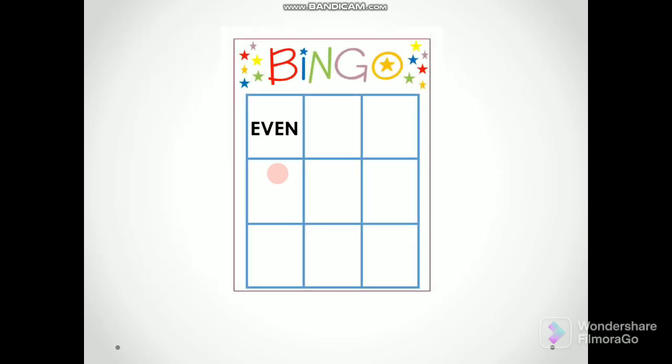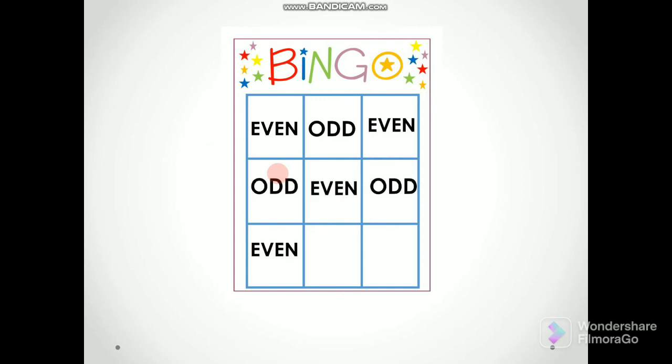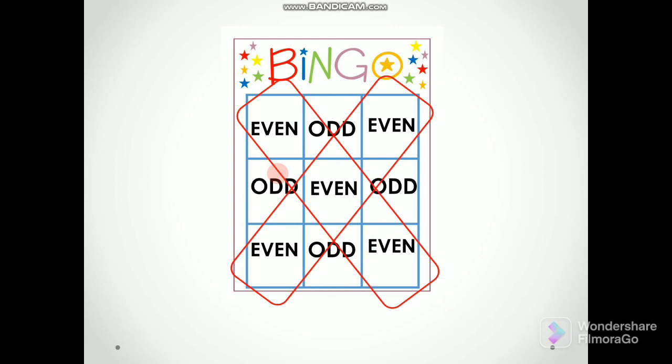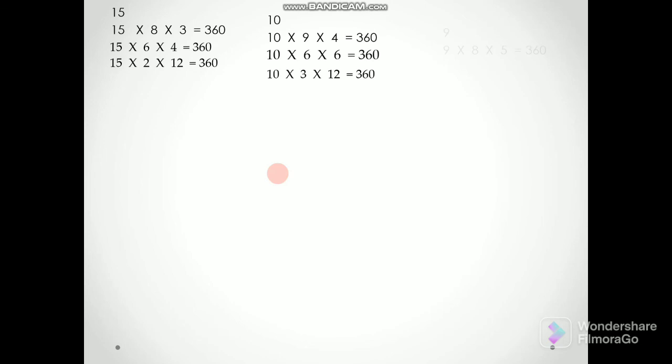So we also conclude that the numbers are even, odd, even, odd, even, odd, even, odd, even. And all odd numbers form a diamond shape, and all numbers on our diagonals are even numbers, and it forms an X. Okay? So, we list down all the possible answers based on what the teacher gave to the students.